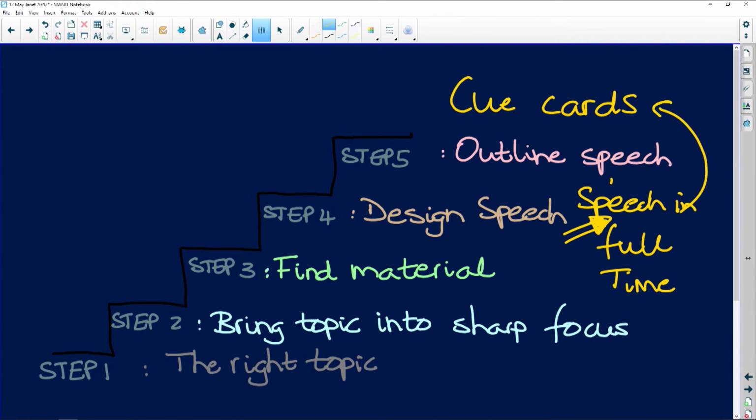Now you've got it in full. Now you do the cue cards. Now, technically, your cue cards should be 1 card with a mind map on it, with the main points on your mind map, and that's it. All right.